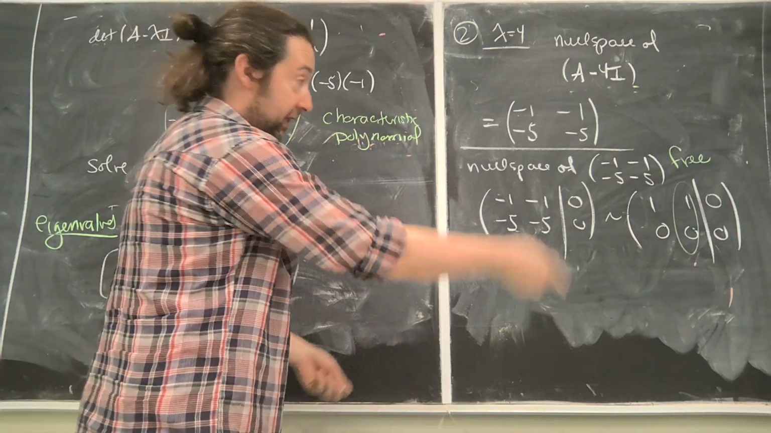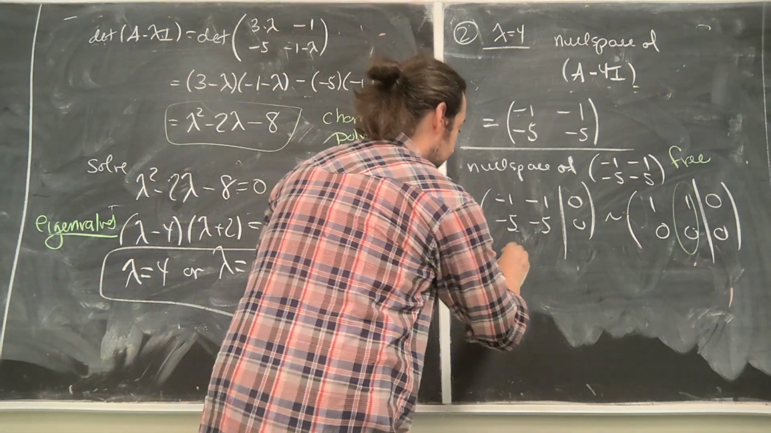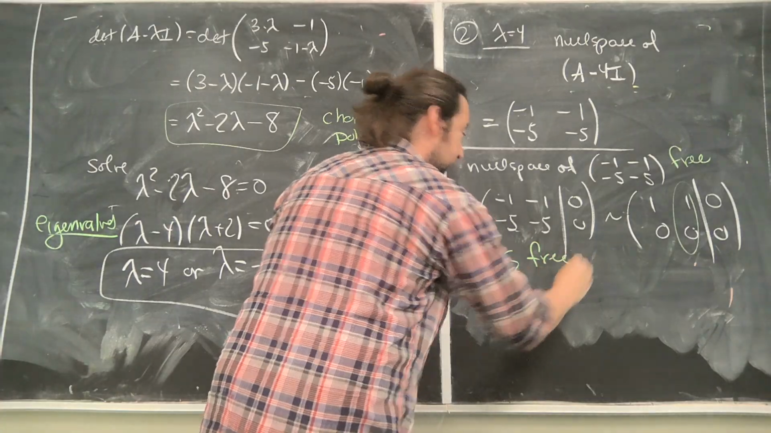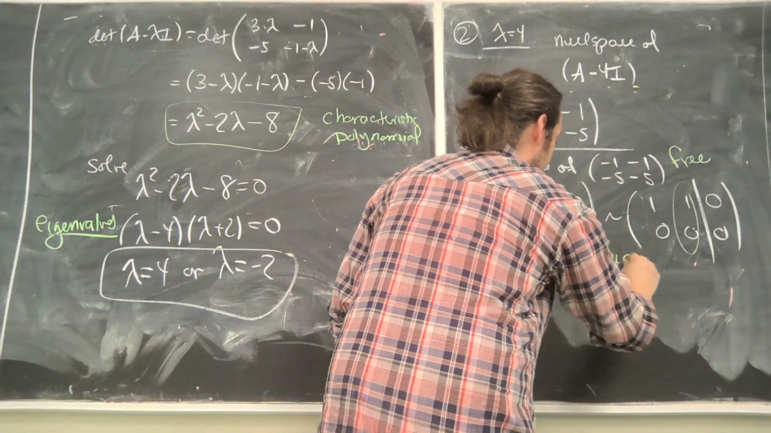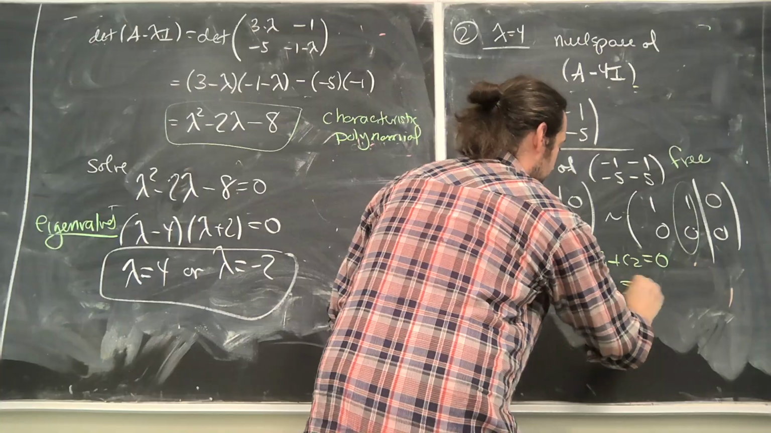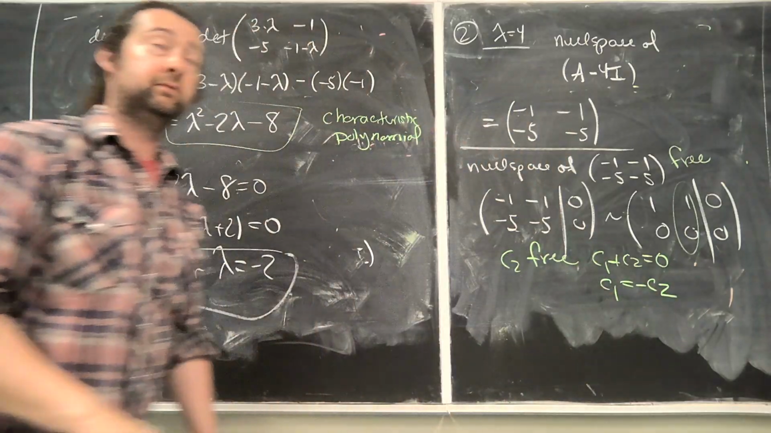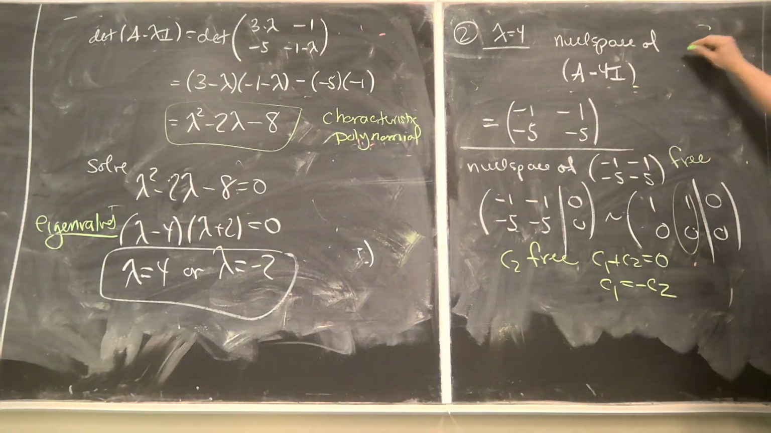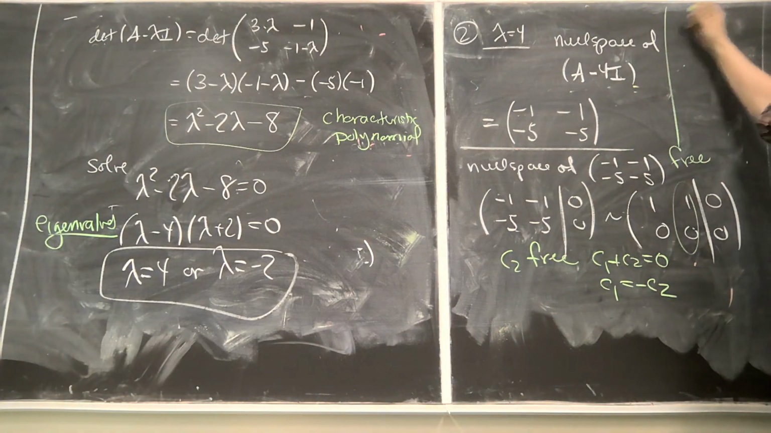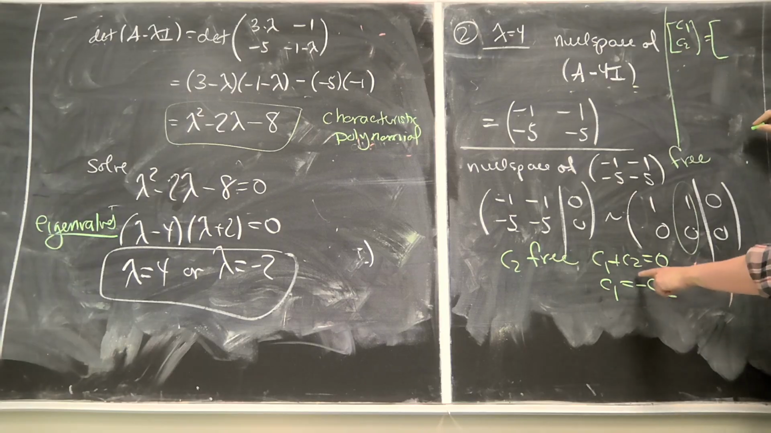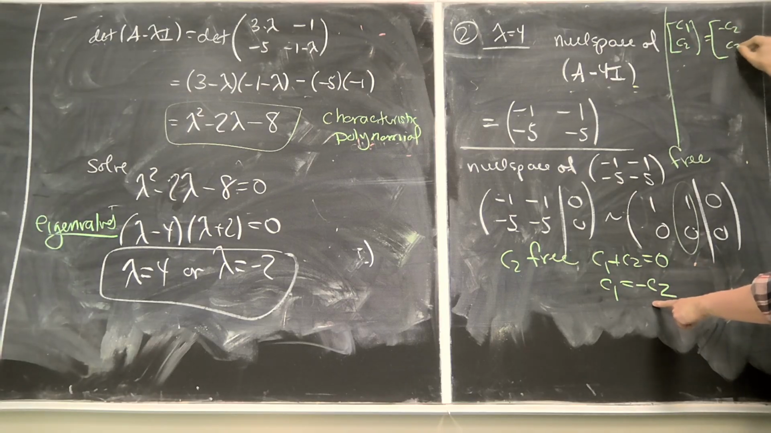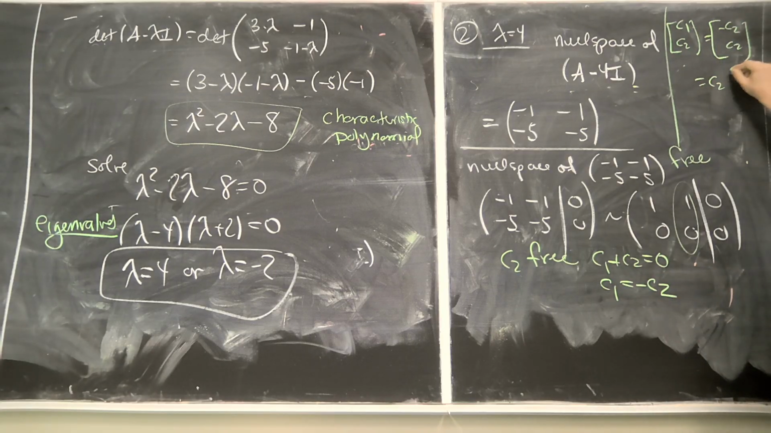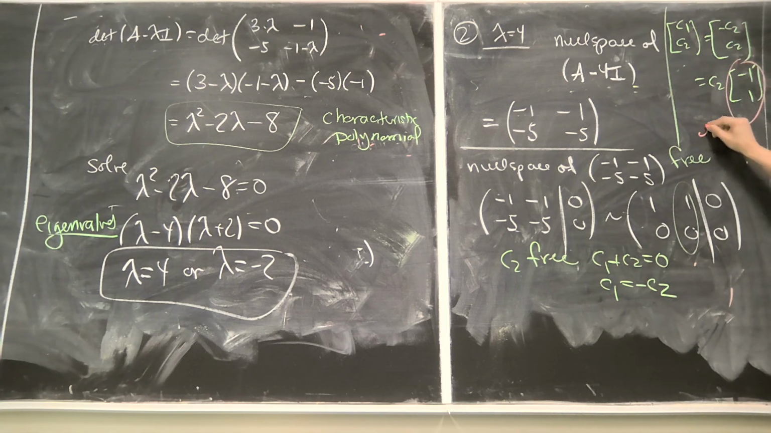All right, so what does that mean? How do you interpret this? You would say C2 is free, and C1 plus C2 is equal to 0, which means C1 is minus C2. And so the solution set here looks like (C1, C2) is equal to (minus C2, C2), which is C2 times the vector (minus 1, 1). And that thing right there, that's your eigenvector.